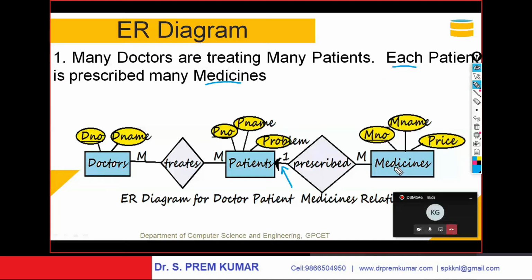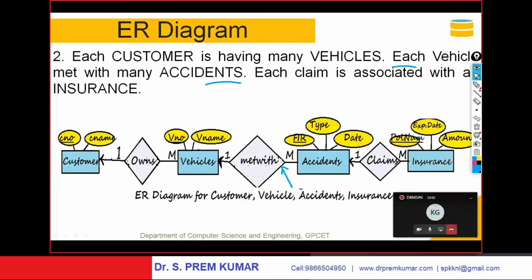So the problem is many doctors are treating many patients. Each patient is prescribed many medicines. You are asked to create a database. Before creating the database, you need to go with the ER diagram. This is how I created the ER diagram. Here you don't have the arrowhead, that implies many medicines. Here you are having an arrowhead. This is the gist of the ER diagram. I expect you are following this explanation. Dear students, I am proceeding with the next example.